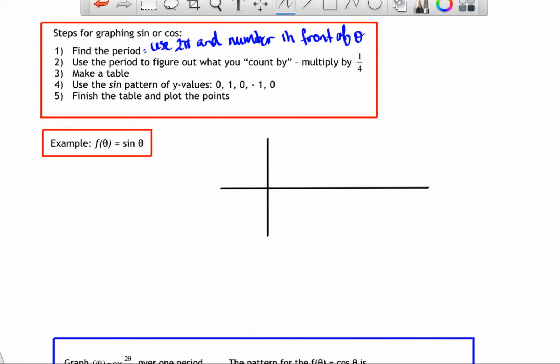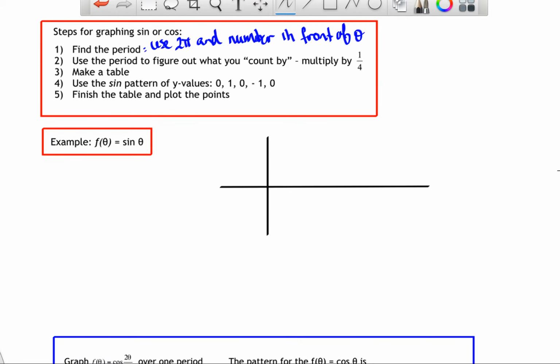Okay, so what does this look like for the sine of theta if you didn't already have the graph? Well, the period for the sine is 2 pi, and then we're going to divide by the number in front of theta. So in this case, the number in front of theta is 1, and 2 pi divided by 1 is just 2 pi. Then we're going to multiply by 1 over 4. That will get us our count by, and that will be pi over 2. So that is our count by, and this is the actual period for this function.